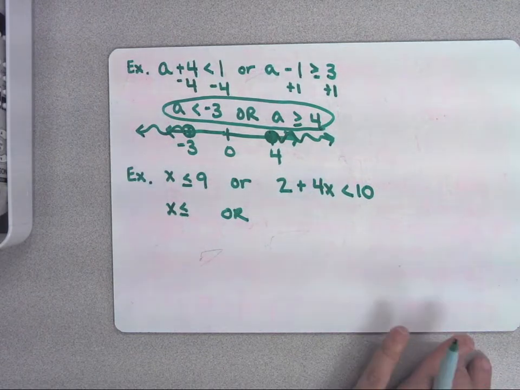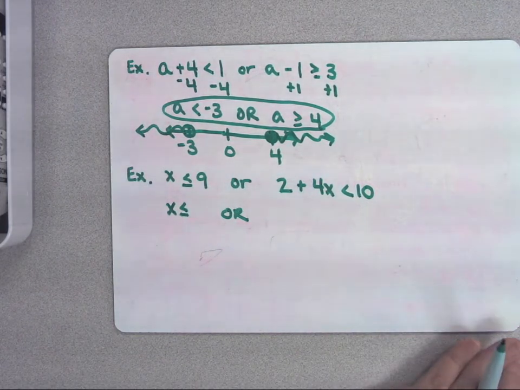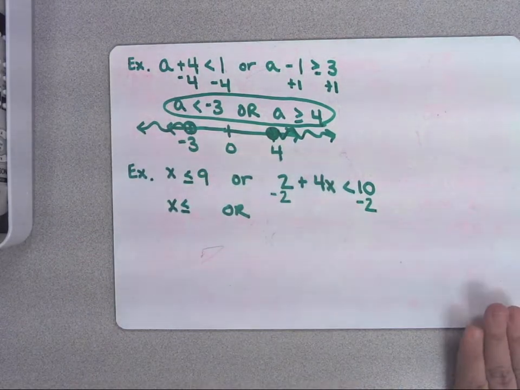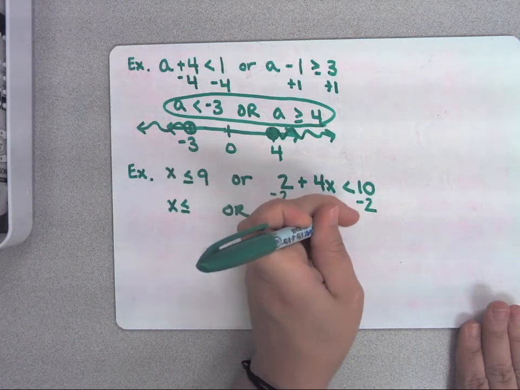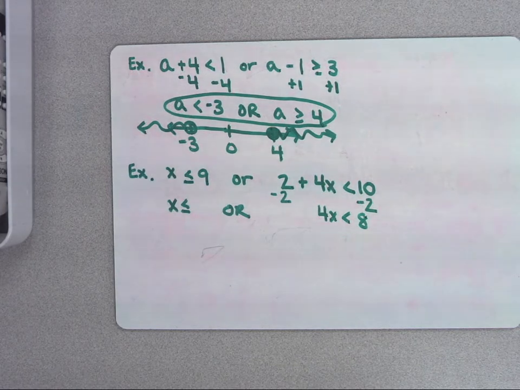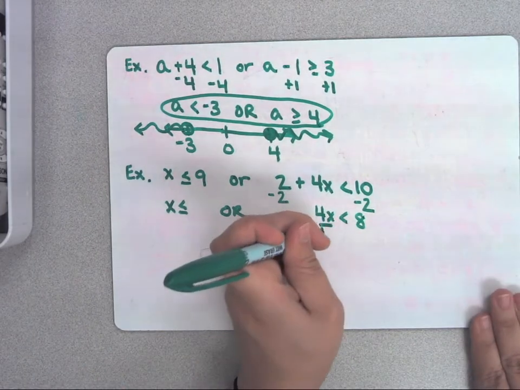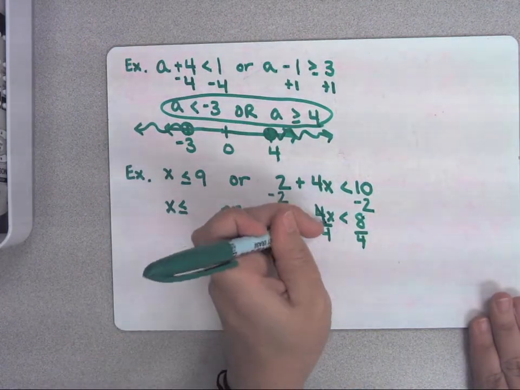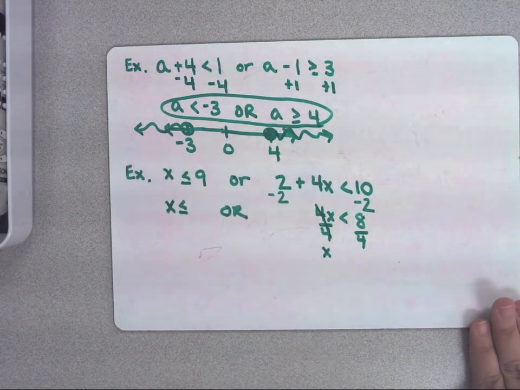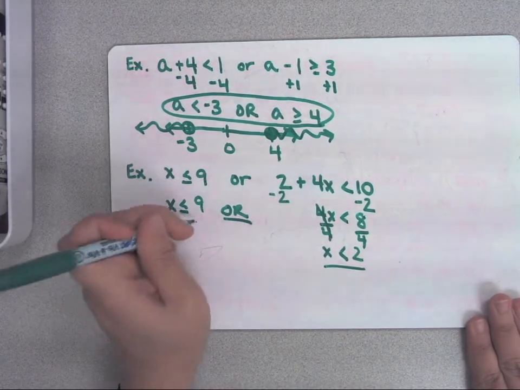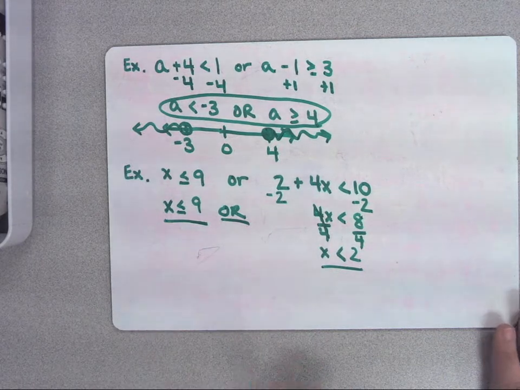What are we going to do first to get x by itself? Yep, since 2 is positive, since there's nothing in front of it, subtract 2 from both sides of the inequality. So now we have 4x is less than 8. What do we do to get x? Divide by 4. When we divide by 4 on both sides, do we need to flip our sign? Nope, because no negatives. What's 8 divided by 4? Okay, so x is less than 2 and x is less than or equal to 9. That's what I have as my answers.